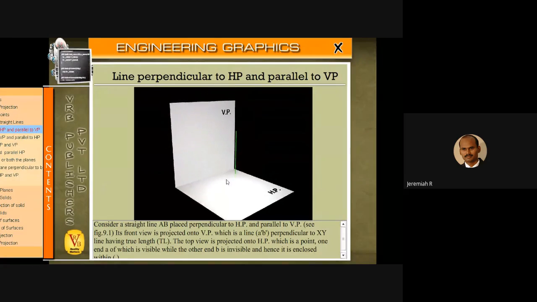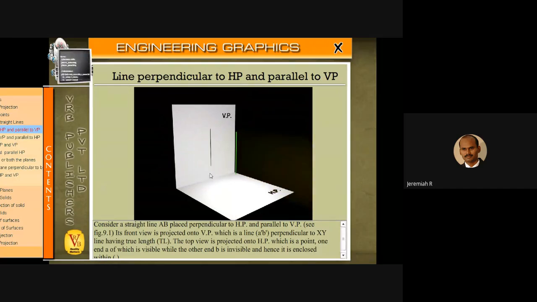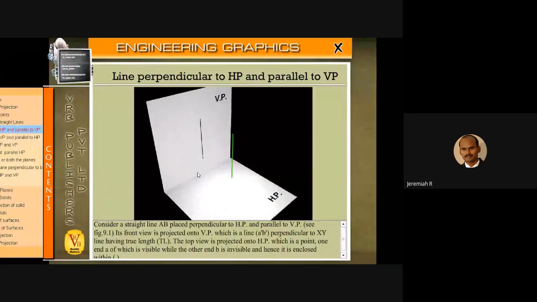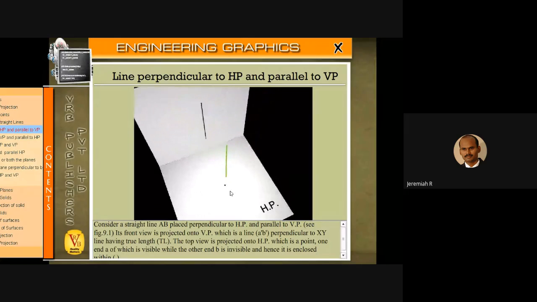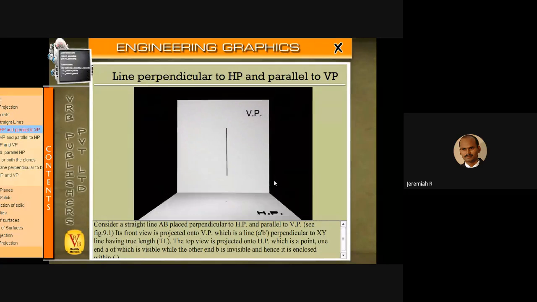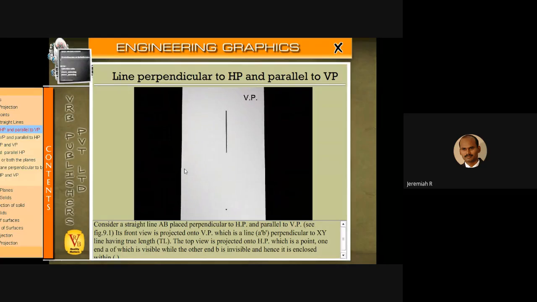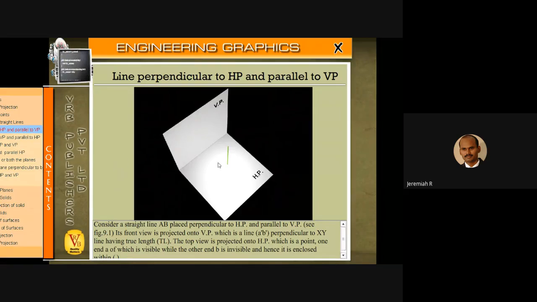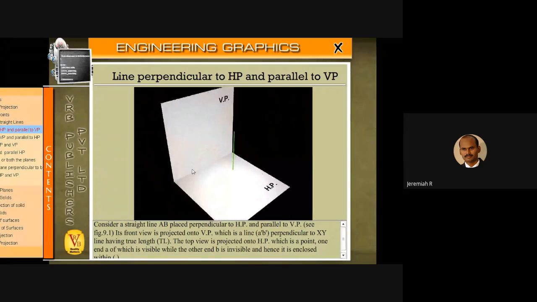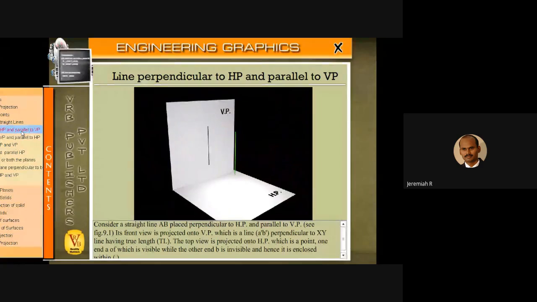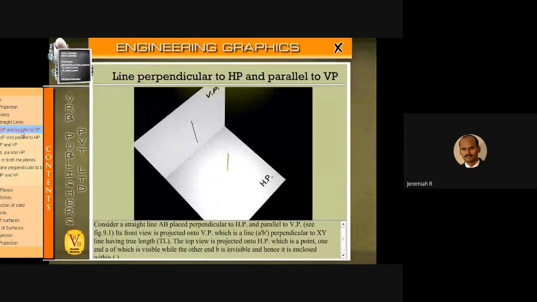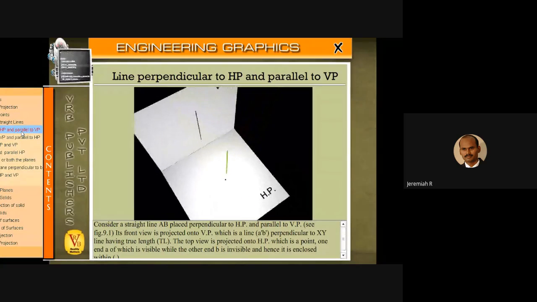Here, what is the height? This is above HP, so it comes here. In front of VP, it comes below the XY line. So this point is in front of VP and above HP. Hereafter you have to consider a line perpendicular to HP and parallel to VP. So A dash, B dash, and in the top view you will get a point.